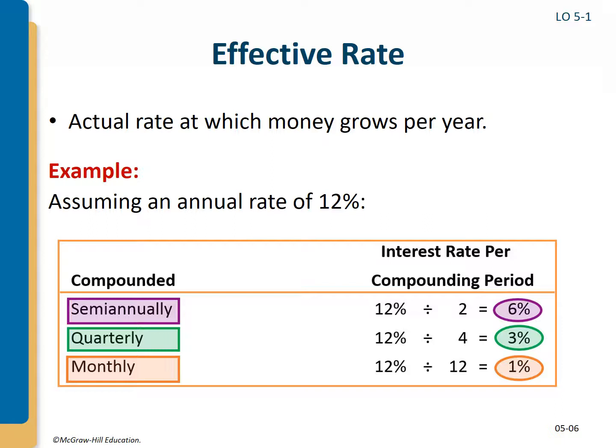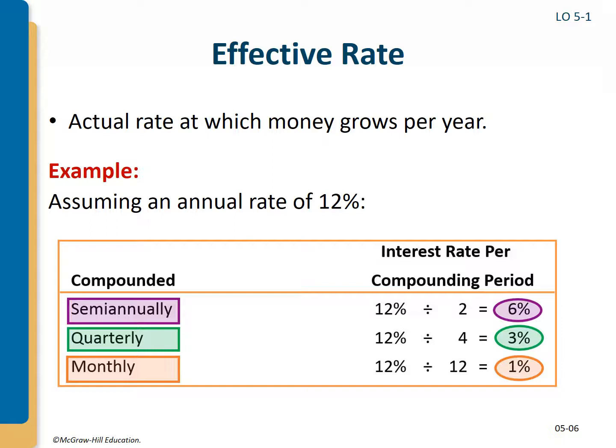Now remember, if it's compounding semi-annually, you're going to compute 6 months of interest, add that to the balance at the end of the first 6 months, then compute 6 more months of interest at 6% and add that interest to the outstanding balance.